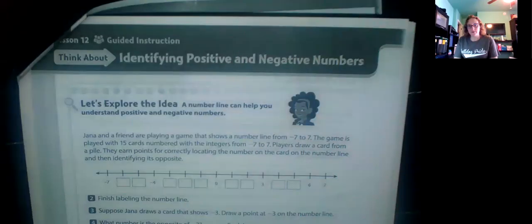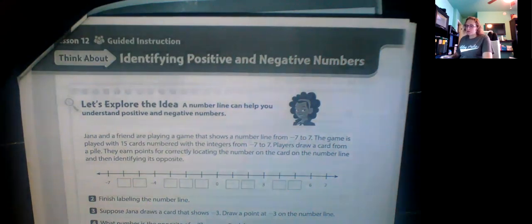Hey guys, I'm going to go over our iReady packet that you got before we left school on March 13th, and we're going to be doing page 118 through 119. I'm going to share my screen and hopefully you will all be able to see it. All right, here it is.